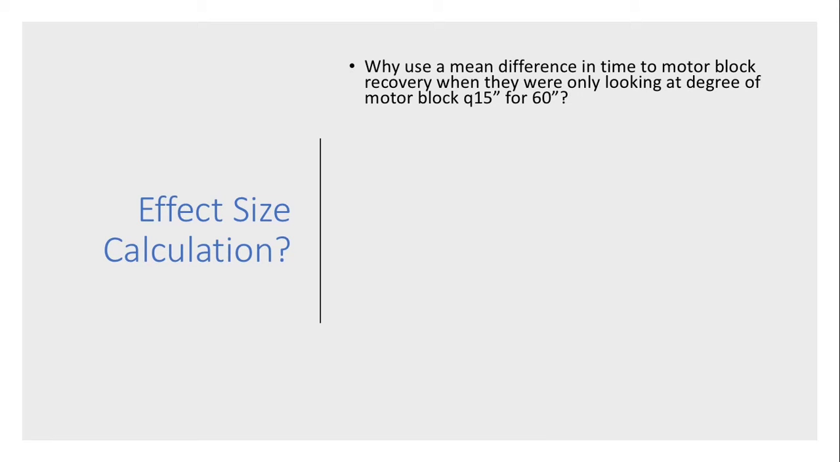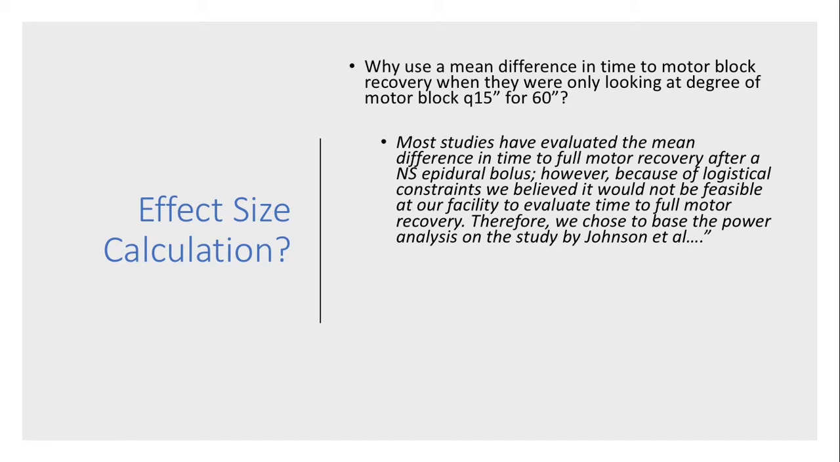Now you're probably asking yourself, why are they basing their effect size on a mean difference when they're looking at differences in degree of motor blockade with ordinal level data? Well, it was the best evidence they had at the time. No studies had used a Bromage. They'd used Bromage scales, but they looked at time to full motor recovery.